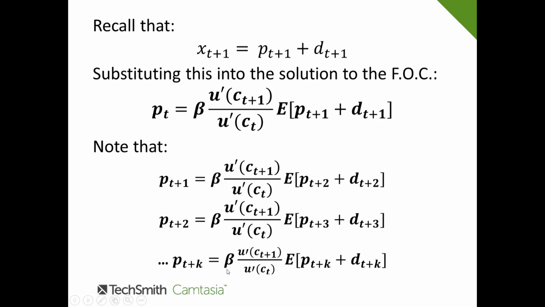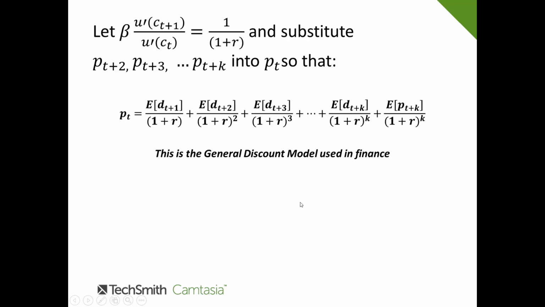Okay? What I'm now going to do is substitute this formula, the price in time period t+1, into my original price formula. I'm going to substitute this price in time period t+2 into this previous formula and do this recursive method until I get the following. The price of the asset in time period t is equal to the expected dividend to be paid in time period t+1, and I'm going to let my discount factor equal 1 over 1 plus r.